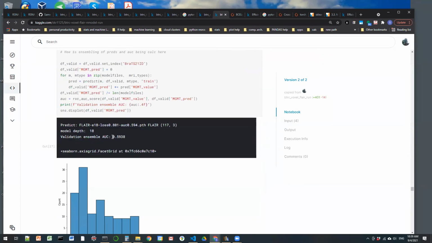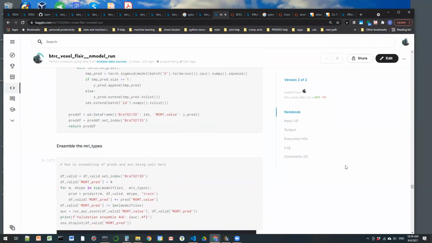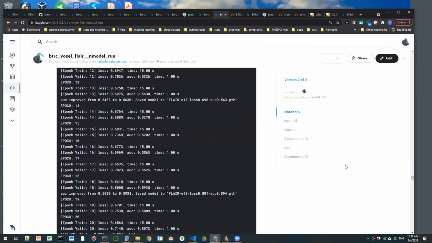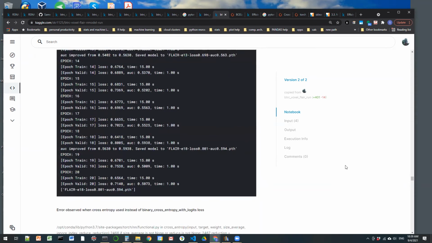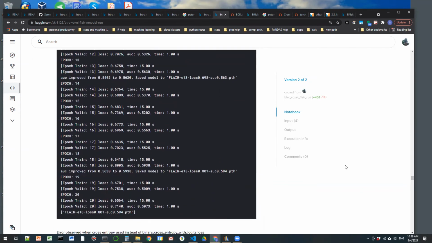Here you see validation. In this case, I'm not ensembling, but I see around 0.59, which is still a low score. But right now, I'm not so worried about that as I am about whether the model is even getting to be appropriate, because I'm using a lot of noisy data. I'm using the entire 64 by 64 by 64 voxels. But you can see that the AUC score is changing.